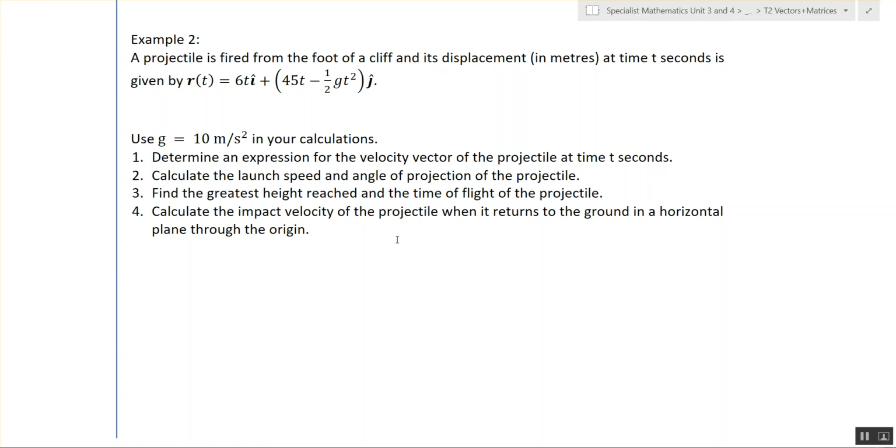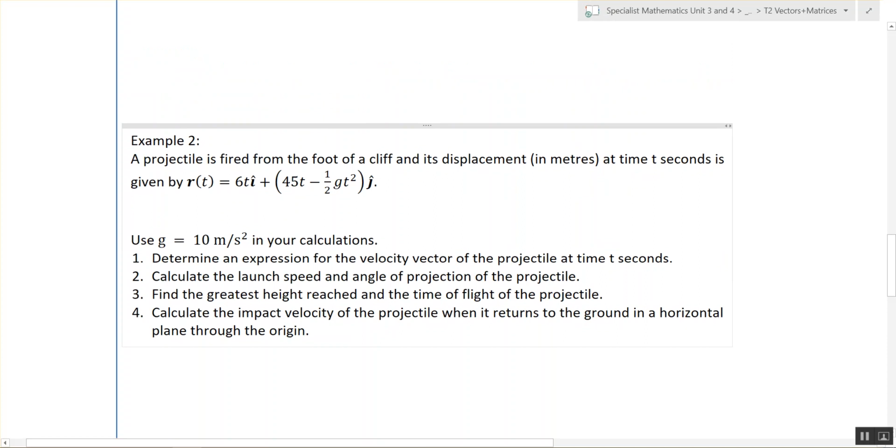Okay, so we are continuing from yesterday, yes? Projectile motion. This is a little bit different to yesterday's. A couple of examples. I'm at the foot of a cliff, and it's given us what main thing to start with? Displacement. Yesterday it gave us the, do you remember?